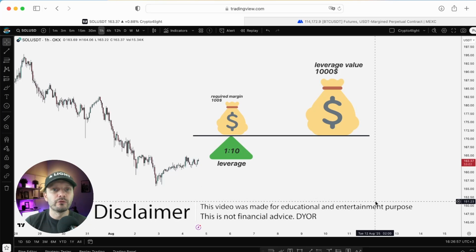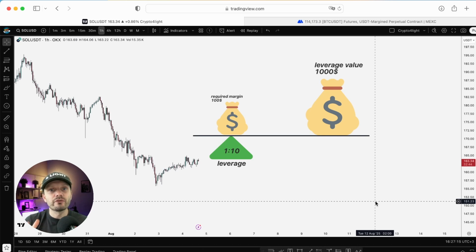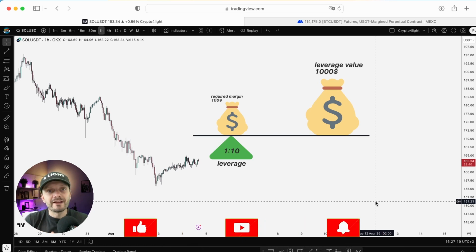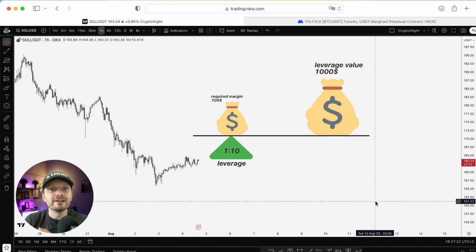Today will be a tutorial for beginners. What is leverage trading? Let's dive in. We can trade crypto assets on the spot or on the futures, and with futures trades, we use leverage. On this simple visualization, I will explain what's going on here.